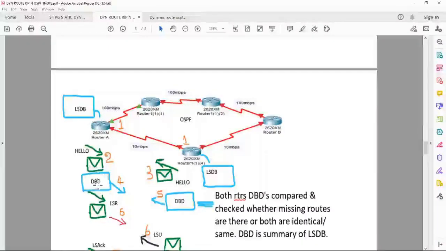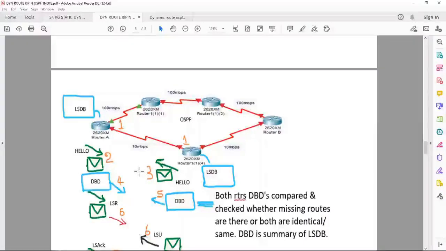In the database description, when you exchange the hello packet, it has the priority value, right? From the priority value, the highest prioritized router will start exchanging the DBD first, which means the highest router ID or highest IP. As we already discussed for how the router ID is selected, if there are loopbacks, the highest loopback IP will be the router ID, or else if there are only physical interfaces, the highest active physical interface would be selected as the router ID.